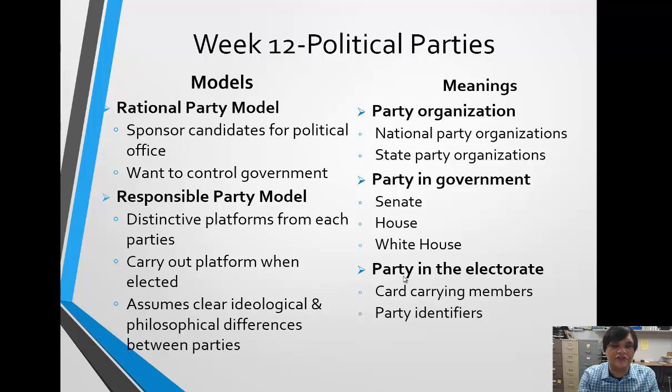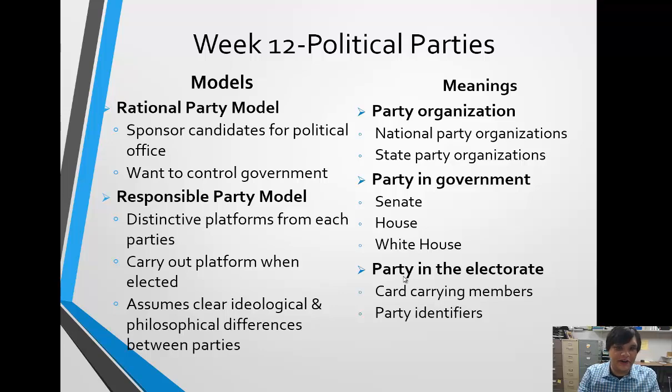On the other hand, there's the responsible party model. And this is where each party has distinctive platforms from each other. This is the system that's much more used in Europe, particularly the United Kingdom. They have a responsible party model. And in the responsible party model, they have these distinctive platforms, and then they carry out that platform when elected. In comparison, in the United States, when a particular party gets elected or controls Congress or controls the executive branch, they don't necessarily carry out the platform. They have a platform just kind of as a formality, but they don't actually carry out that platform.